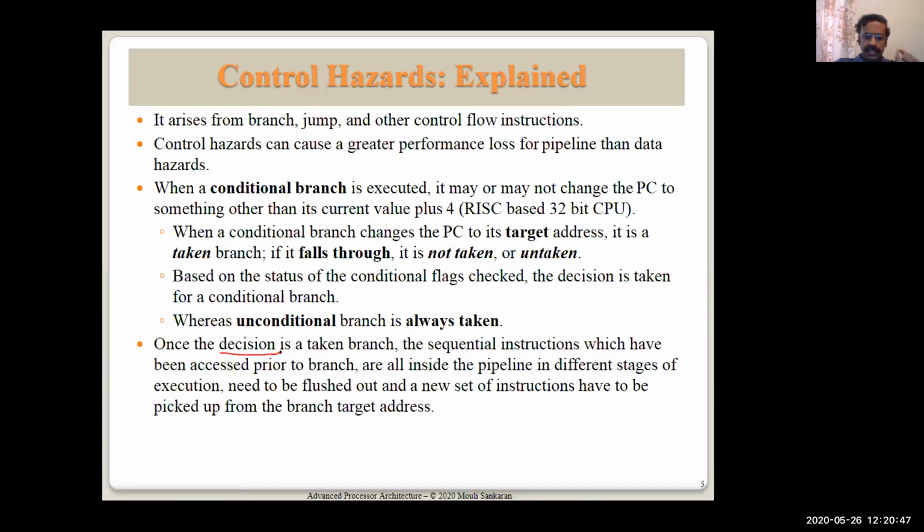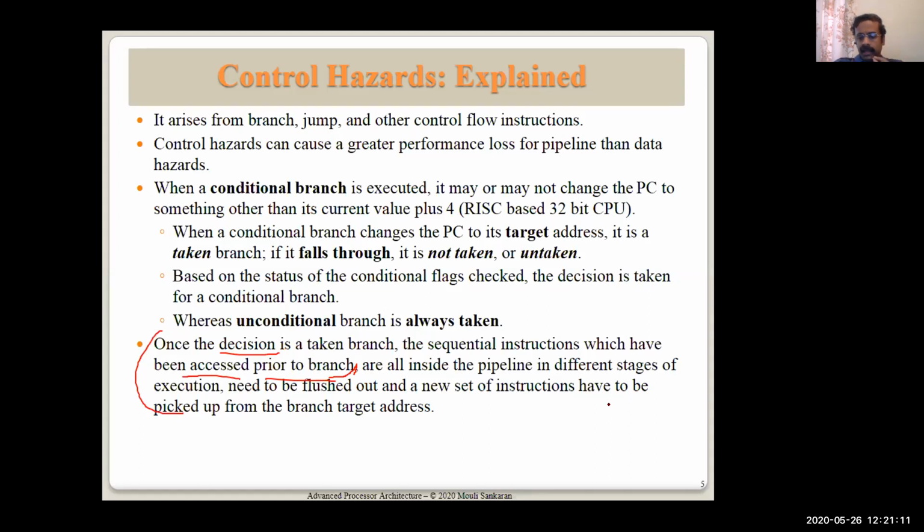So once the decision is taken that it has to branch, the sequential instructions which have been accessed prior to the branch decision, okay, let me rephrase this sentence. Don't get confused. I will rephrase it.